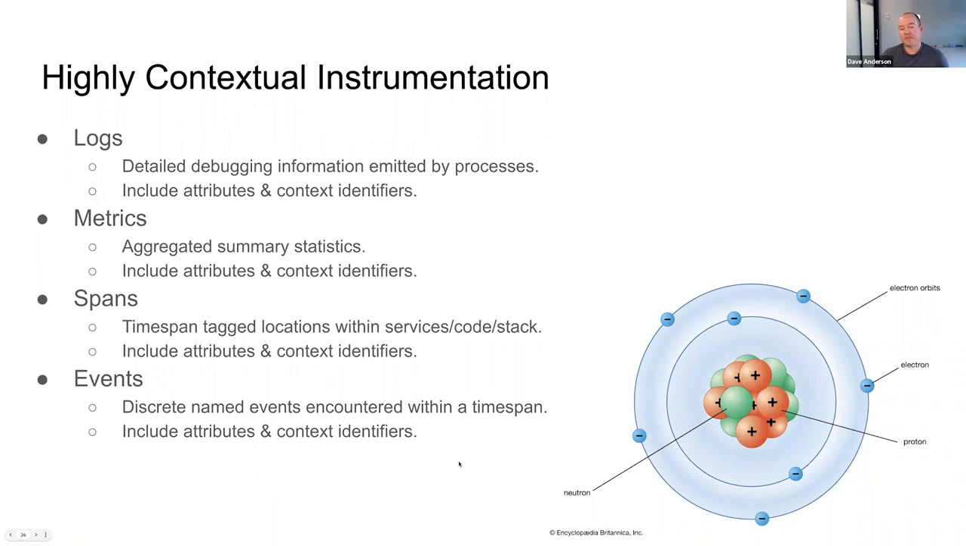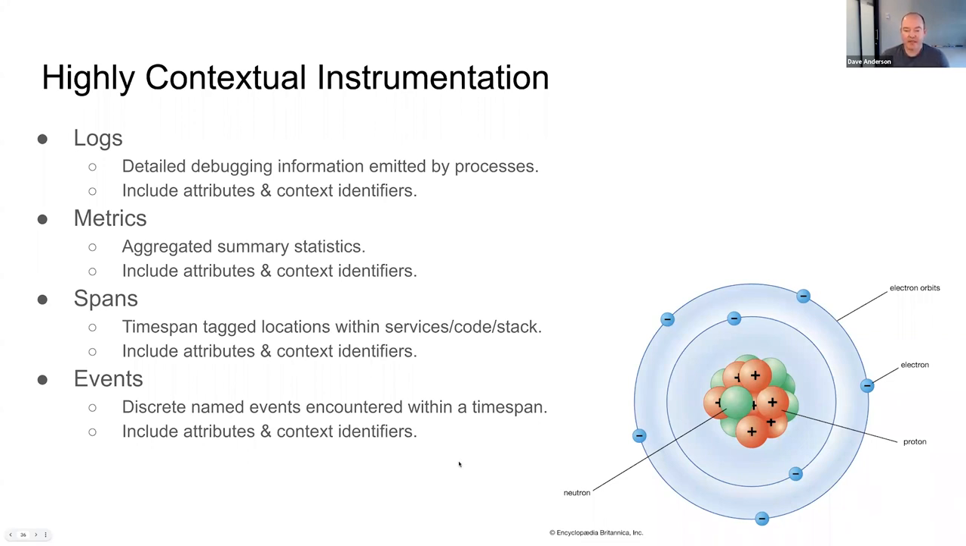Spans are time span tag locations within services or code or your stack, allowing you to know at what point in time the request was when that specific period of time happened. And then events are the discrete individual events at a point in time that were encountered within a time span, again with as many attributes and context identifiers as we can attach.